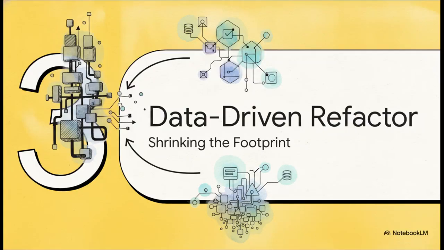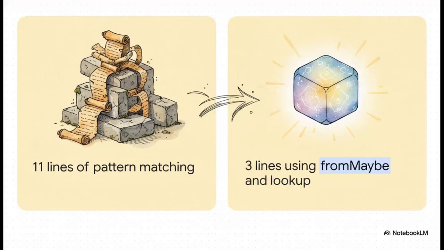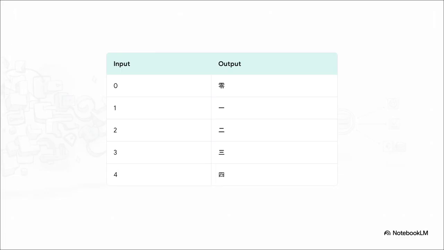Section 3. The data-driven refactor, shrinking the code footprint. Now this is where things get really fun. This brilliantly illustrates the core makeover. We've gone from 11 entire lines of kind of repetitive vertical pattern matching down to just 3 incredibly sleek, compact lines of logic. This new version builds a mapping table using 3 things: fromMaybe, lookup, and zip. We've essentially taken hard-coded algorithmic logic and compressed it down into dense, concise data. It's a real game changer. Let's break down the mechanics of how this actually works.